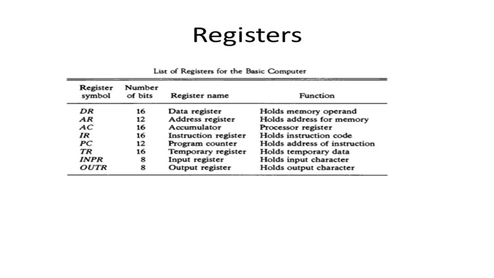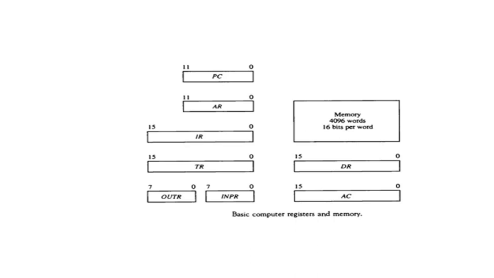The data register is used to hold the memory operand. AR is an address register which holds the address of the memory. An accumulator is a processor register. An instruction register holds the instruction code. The program counter is holding the address of the next instruction. Temporary register is for storing temporary data, and input and output registers are for input character and output character. And this is the diagram of basic registers and memory.